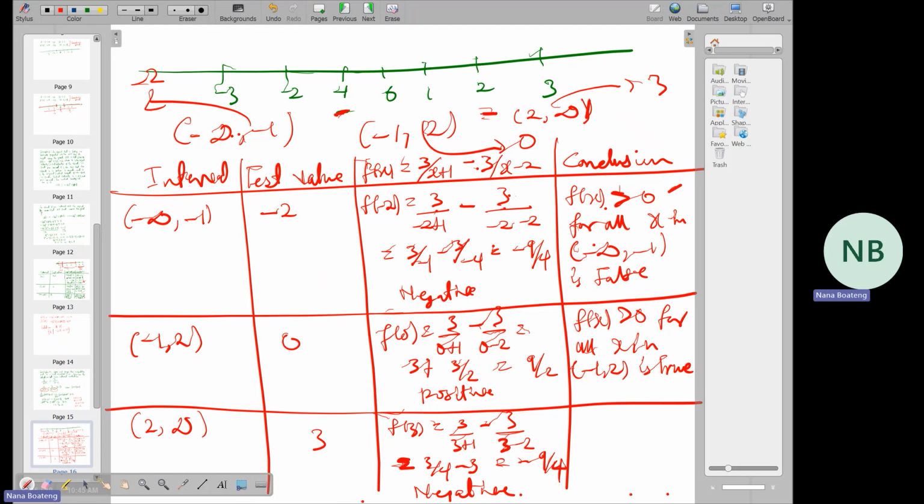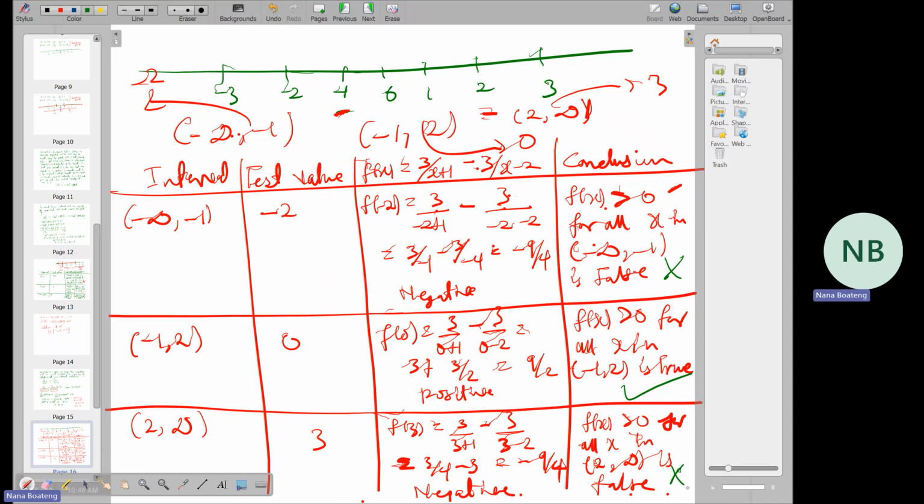All right, so the statement f of x is greater than 0 for all x in 2 to infinity is false. So that means this interval will not be part of our solution. This interval will be part of our solution, and this interval will also not be part of our solution set.